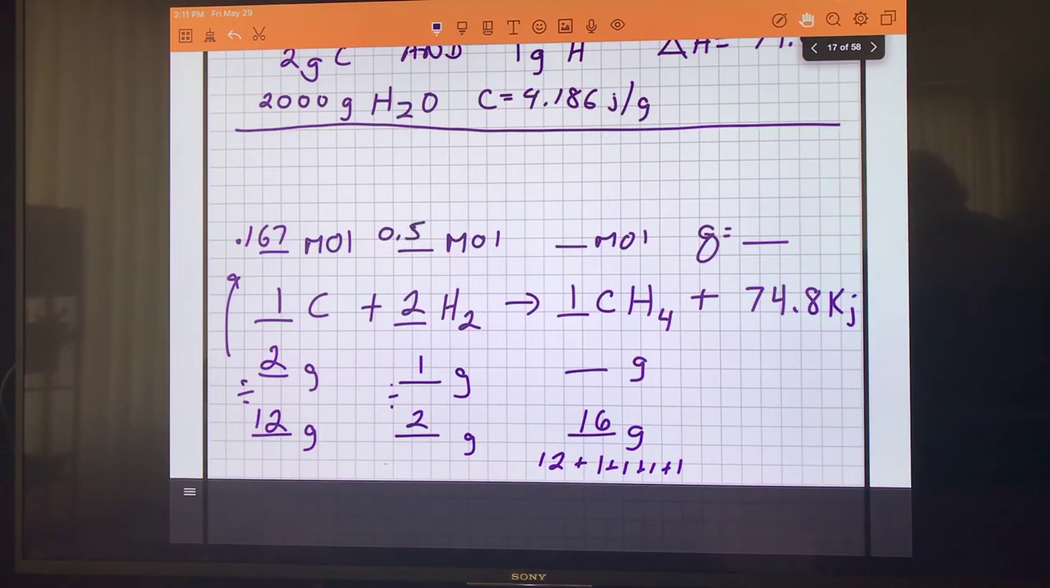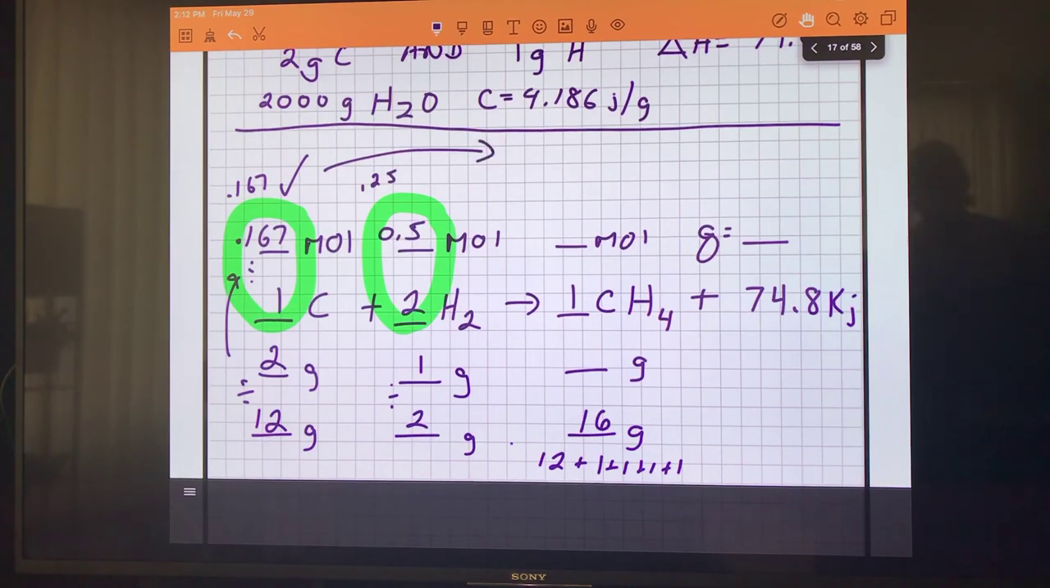0.5. Okay. So I'm going to get my colors out here and circle this one and circle this one and do a little bit more division. 0.167 divided by 1 is 0.167. 0.5 divided by 2 is 0.25. And so which of those is a smaller number? That one is. Okay, 0.167 is the smaller number. So that is what limits my reaction. When I run out of carbon, my reaction stops.